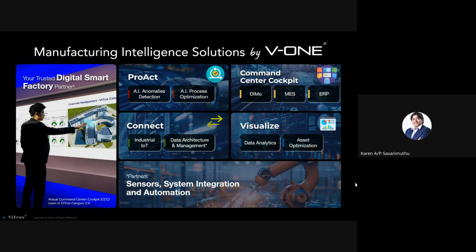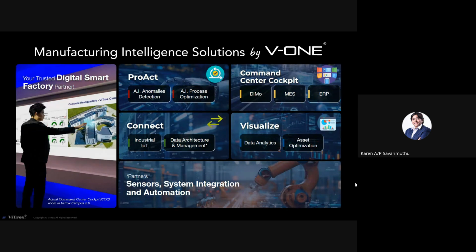All right. So this is how we will connect, and then we will visualize. And thereafter, how do we visualize? We're using a few components that we have created by our own in ViTrox. And then how do we act proactively based on AI anomaly detection or AI process optimization and so on. Okay, AI is a very huge thing that we can talk about, but I will not be going very in depth. I'll just share with you in very preliminary terms. And how we partner with a lot of sensor providers, system integrators, and also automation people in the market to turn a lot of factories into intelligent factories.